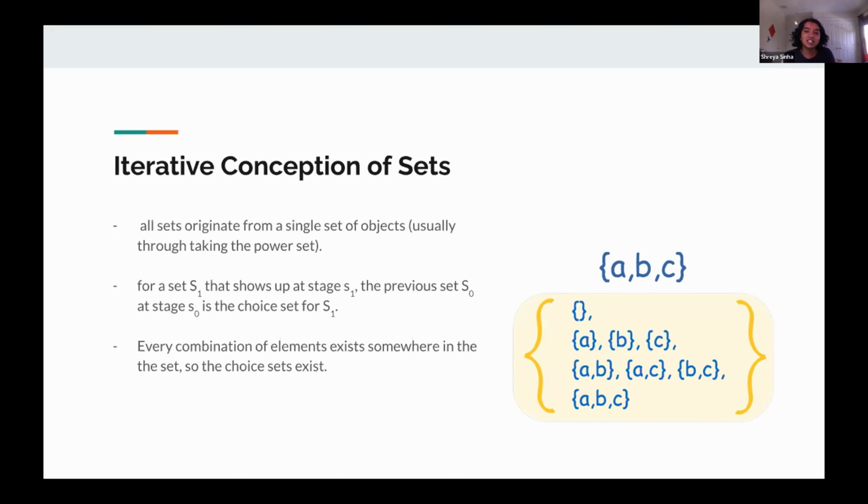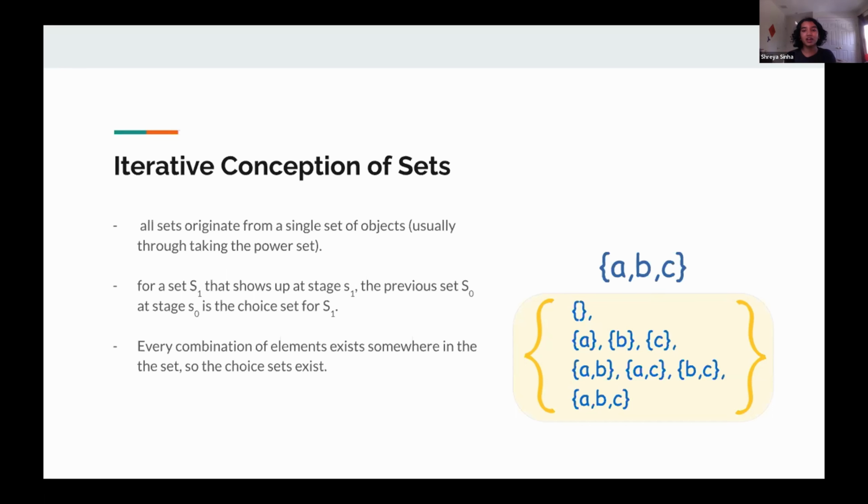And so from this conception of sets, which is what a lot of mathematicians and set theorists use, the choice function is so naturally ingrained within this conception of sets that the axiom of choice just makes sense. Every combination of elements exists somewhere in the set, so the choice set exists.